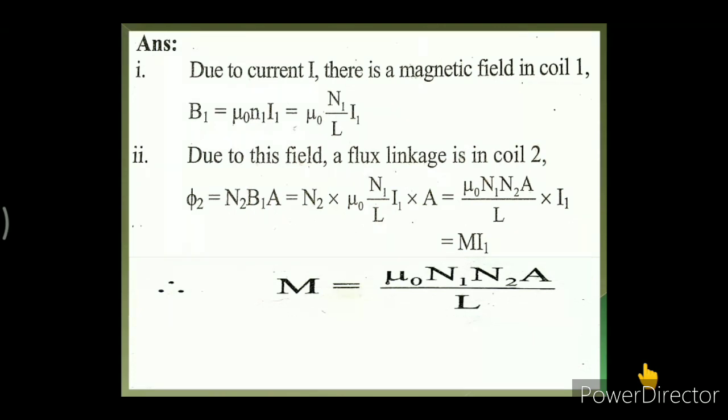And hence finally we can write the answer: the mutual inductance M of the two coils is mu 0 N1 N2 A upon L.